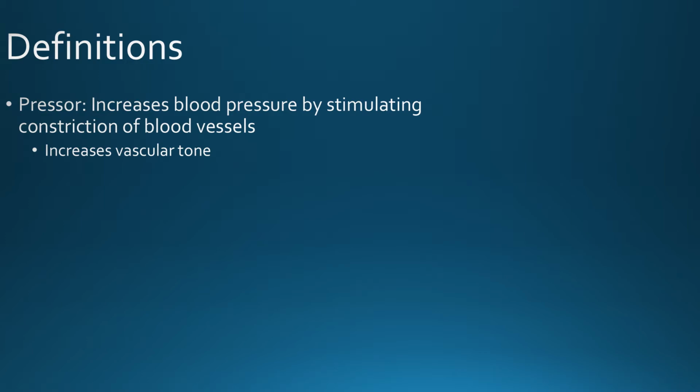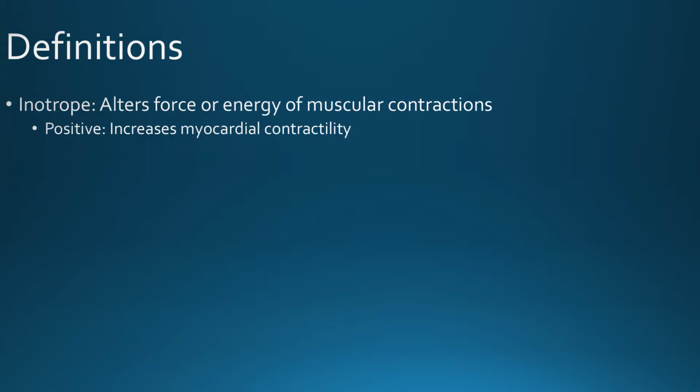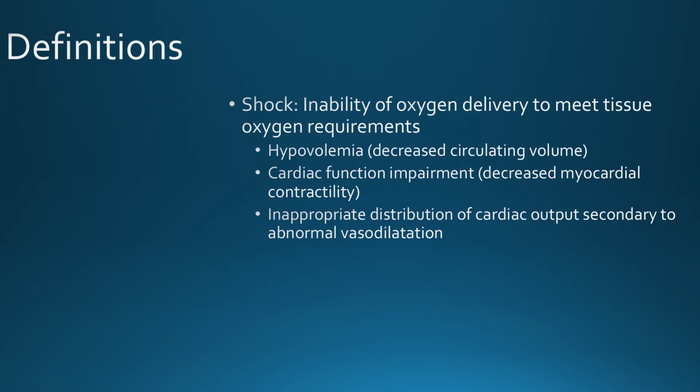Vasopressors increase the blood pressure by stimulating the constriction of blood vessels and increasing the vascular tone. Inotropes alter the force or energy of muscular contraction and increase myocardial contractility. Shock is a state of inadequate tissue perfusion or oxygen delivery to meet the tissue oxygen requirement. It can be caused by hypovolemia, cardiac function impairment, and inappropriate distribution of the cardiac output secondary to abnormal vasodilatation.